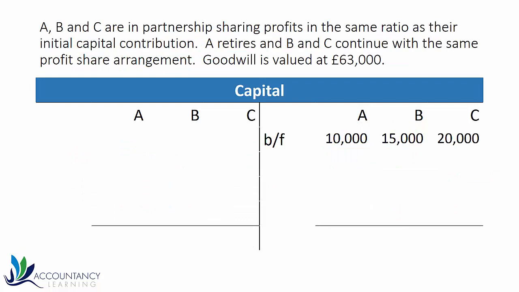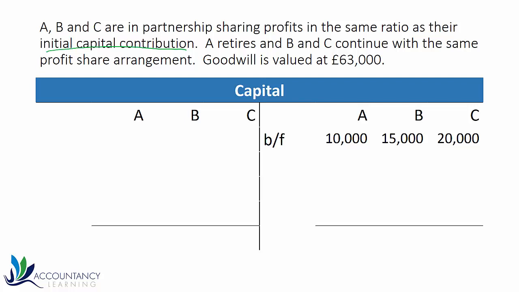Let's have a look at another one where we have a partner retiring. So we have A, B and C in partnership sharing profits in the same ratio as their initial capital contribution. A retires and B and C continue with the same profit share arrangement. Okay, so their profit share is based on their initial capital contribution. So before we have that partner retiring, if you look at the capital, we've got 10,000, 15,000 and 20,000. So that's a total of 45,000, isn't it?